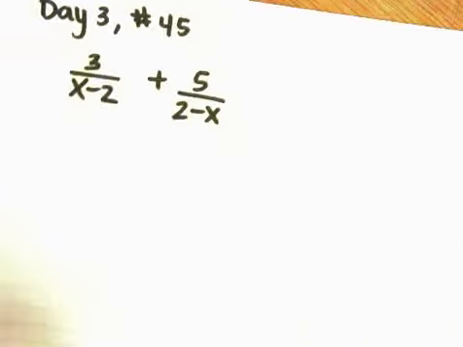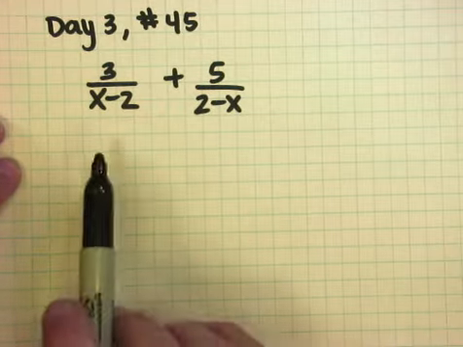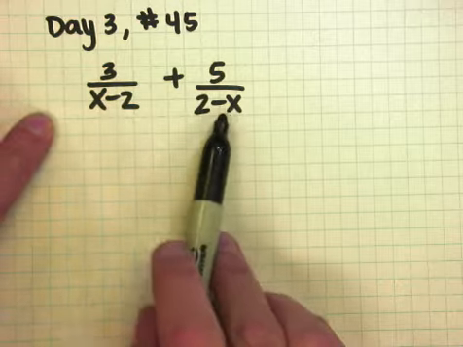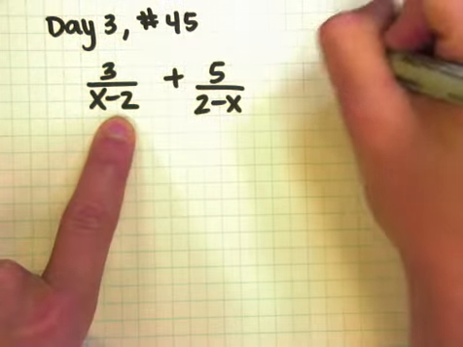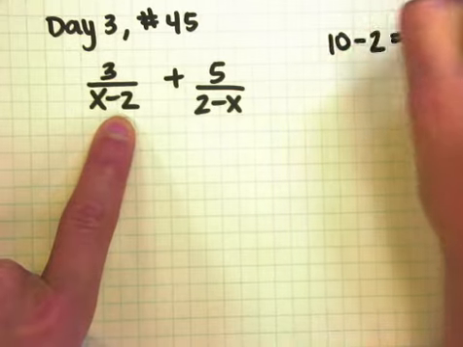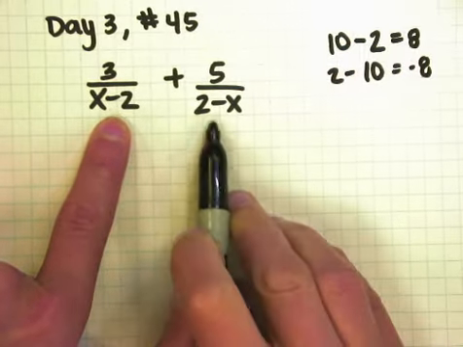The next problem I'm doing is also marked number 45, which is weird. Maybe it's the back page. This is a case of getting common denominators. However, x minus 2 and 2 minus x are very similar. For instance, if I said 10 minus 2, I would get 8, and 2 minus 10, I would get negative 8. So these two denominators are actually opposites.